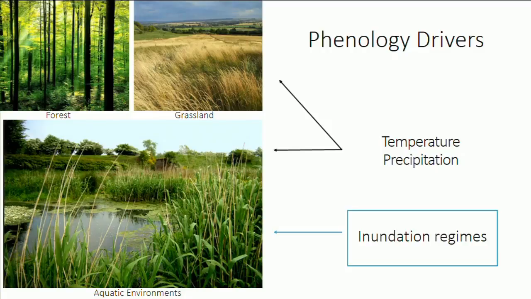Understanding and mapping phenology in terrestrial ecosystems has been really key to understanding climate change. That's because phenology is very sensitive to changes in temperature and precipitation. And what I mean by phenology is just the growth cycle of the plants. Those are also drivers in wetland environments. However, you have a third driver in inundation regimes, which makes understanding and mapping phenology of wetlands much more complex than terrestrial environments. And current sensors are not the best for doing that.